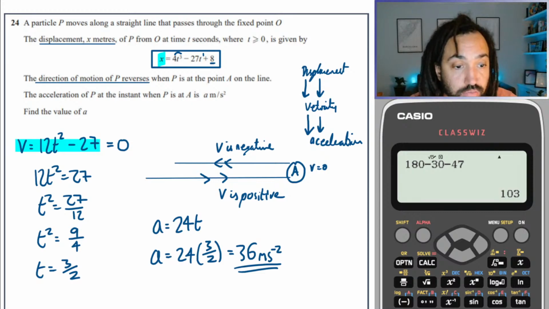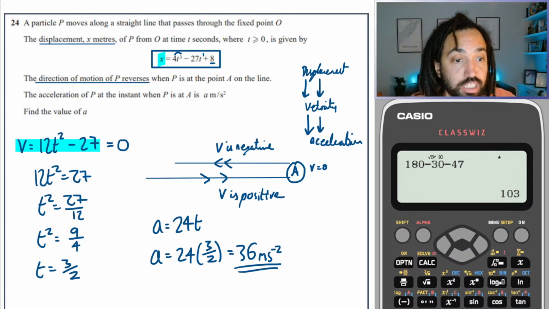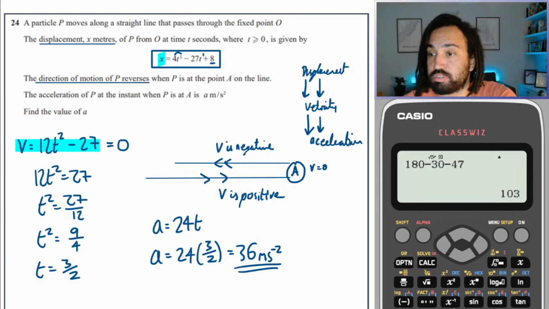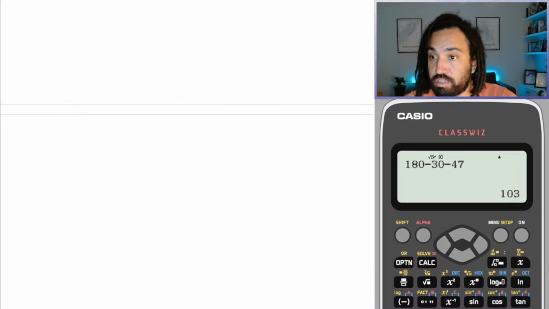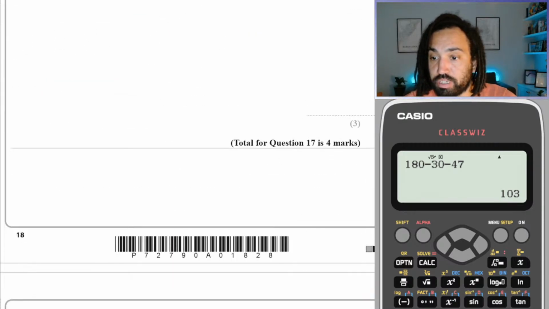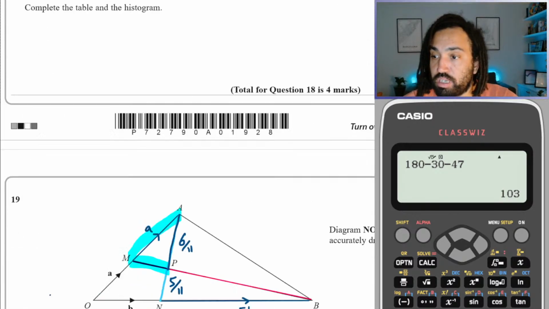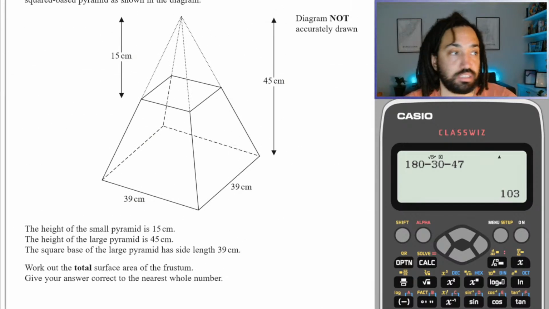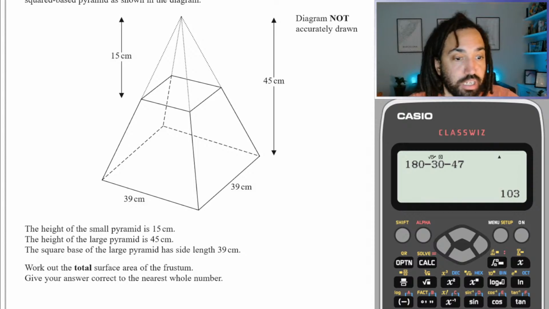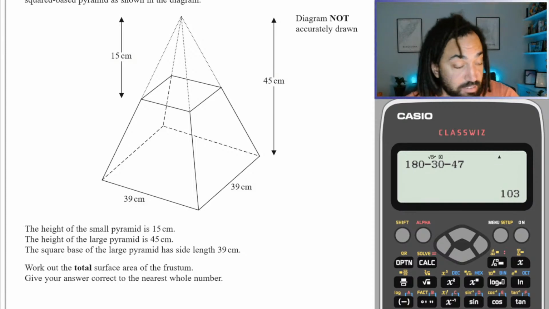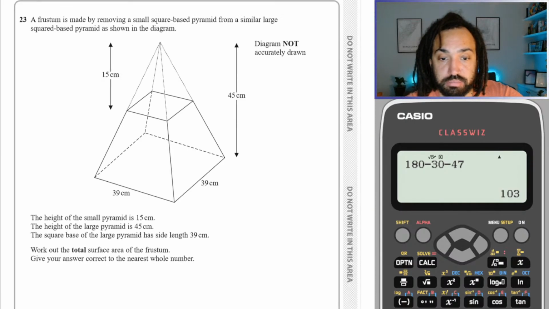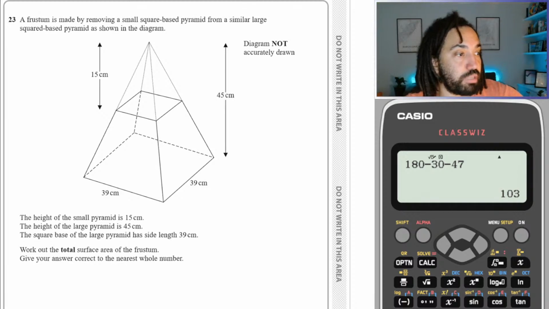There we go. Right, I'm going to do one more question, guys, and then I'm going to go. I'm going to do the question on the frustum from that previous paper that we were doing. It's the final question, I think, on the paper. Yes, it's this one here. This is going to be the last one I'm going to do. It's quite a tricky question actually. I'm going to need some space to do it.